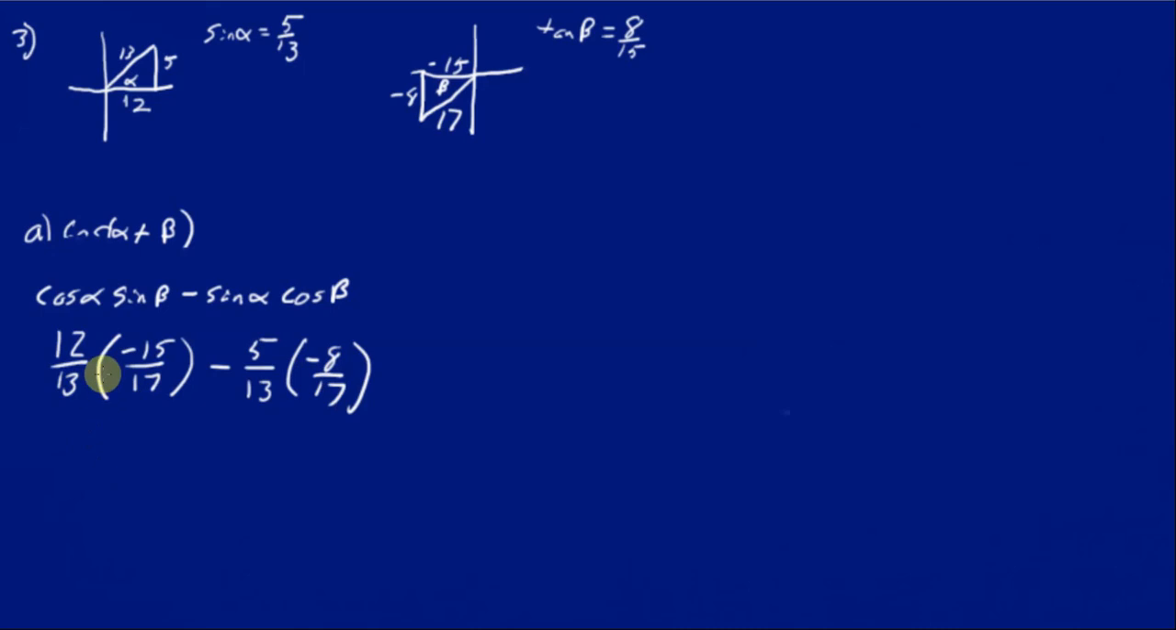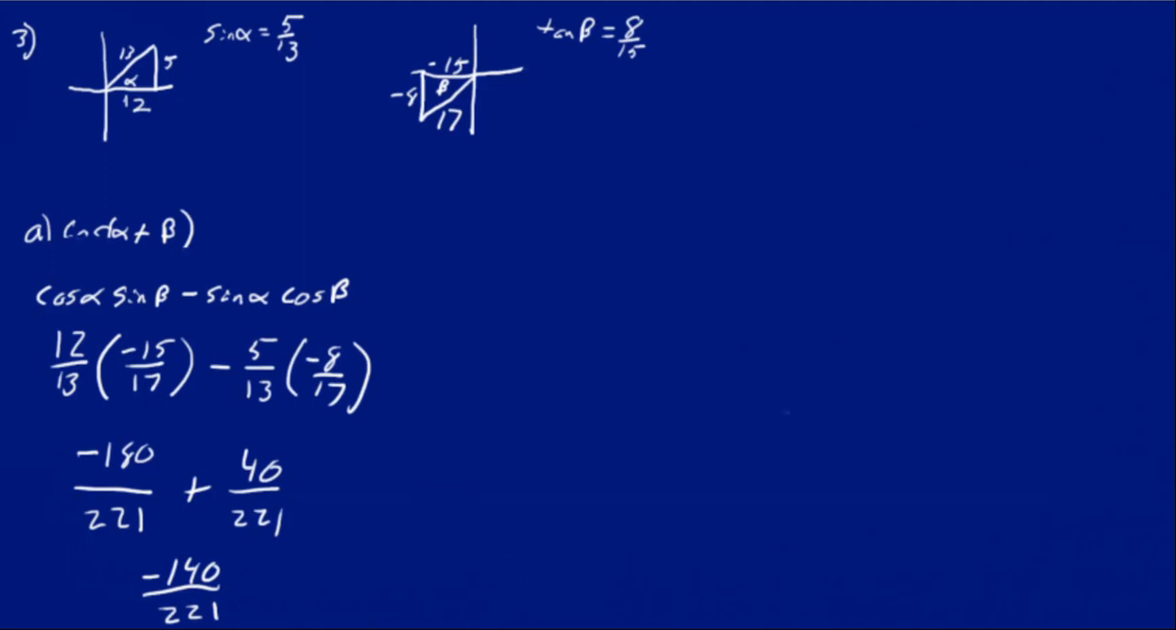13, 17, both prime, so nothing's going to cancel here. So this is going to be a negative 180 over 221. Now, negative times a negative is going to be plus 40 over 221. So that's going to be negative 140 over 221. And I don't believe that reduces. So you're going to do B and C the same exact way. I'll post those up on Google Classroom so you can check the answers. If you need any more, just ask.